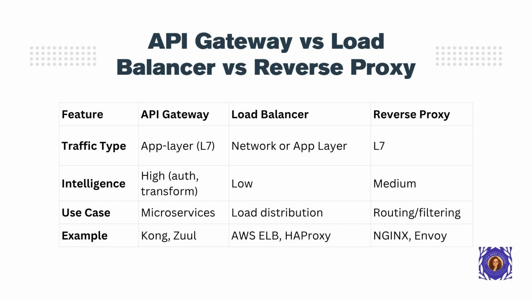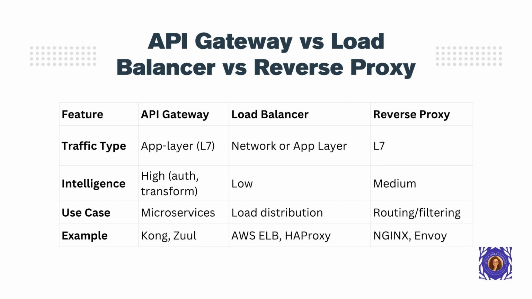Reverse proxy. A reverse proxy acts as a gateway in front of your web servers. Clients talk to the reverse proxy, and it then talks to your actual servers. It typically operates at the application layer, layer 7. It has medium intelligence, capable of basic routing, SSL termination, decrypting secure traffic, serving cached content, or compressing responses. It's used for routing requests to different backend web servers, enhancing security and improving performance. Nginx, Envoy, and Varnish are well-known reverse proxies.